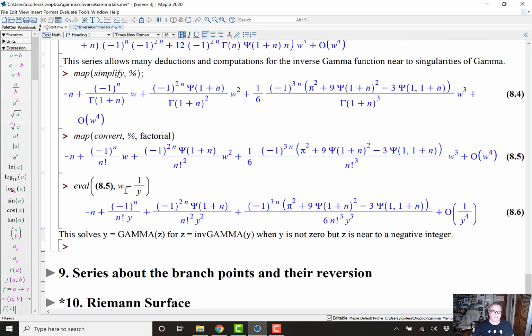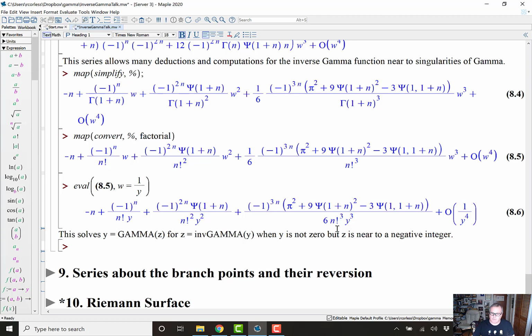So if we evaluate that now with W equals 1 over Y, we have minus N plus minus 1 over N factorial times Y factorial, and so on. And this solves Y equals gamma of Z for Z equals inverse gamma of Y when Y is not 0, but Z is near to a negative integer. So these will give us values of the inverse gamma function when Z is near to a negative integer. So this will be useful near those horizontal singularities.